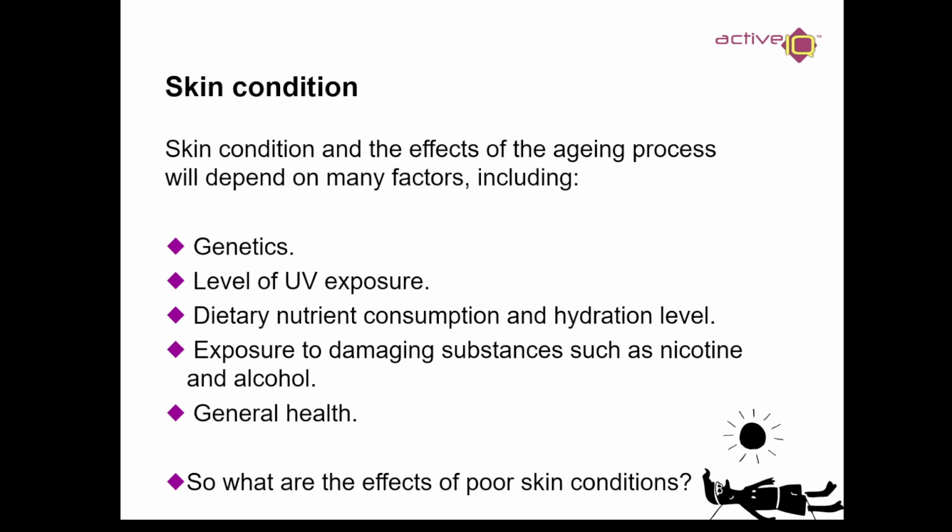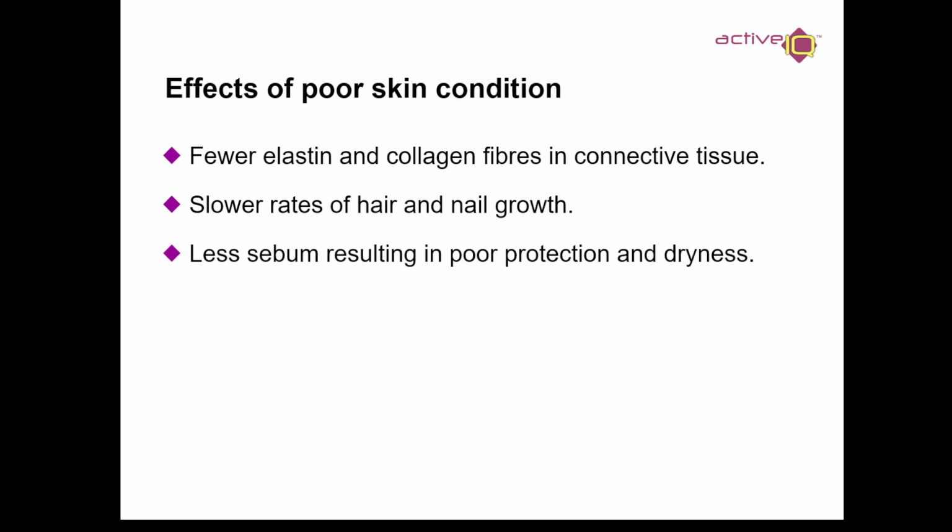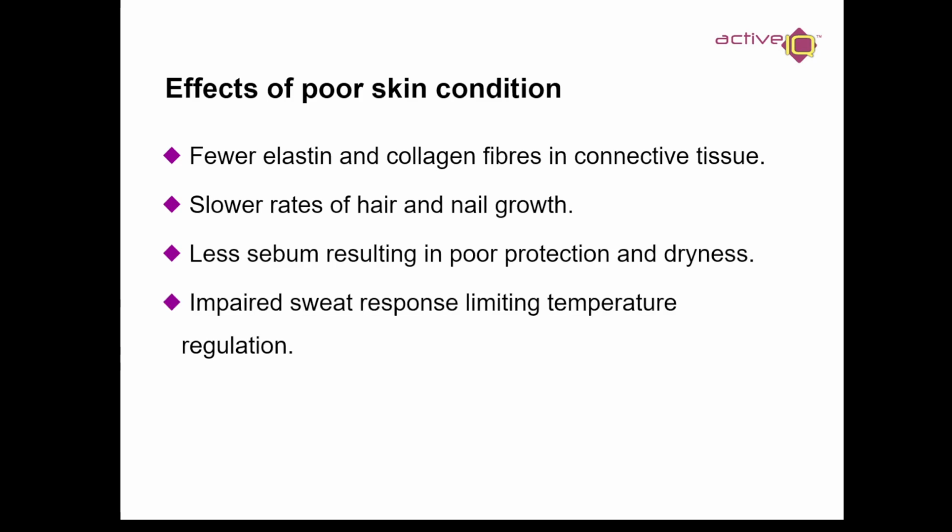So if we think of poor skin conditions now, they're going to naturally have things maybe like fewer elastin and collagen fibers in the connective tissue. They may have slower rates of hair and nail growth. Poor skin conditions can lead to less sebum, which is then going to result in poor protection and dryness of the skin. Impaired sweat response, which is then going to start messing with your temperature regulation.